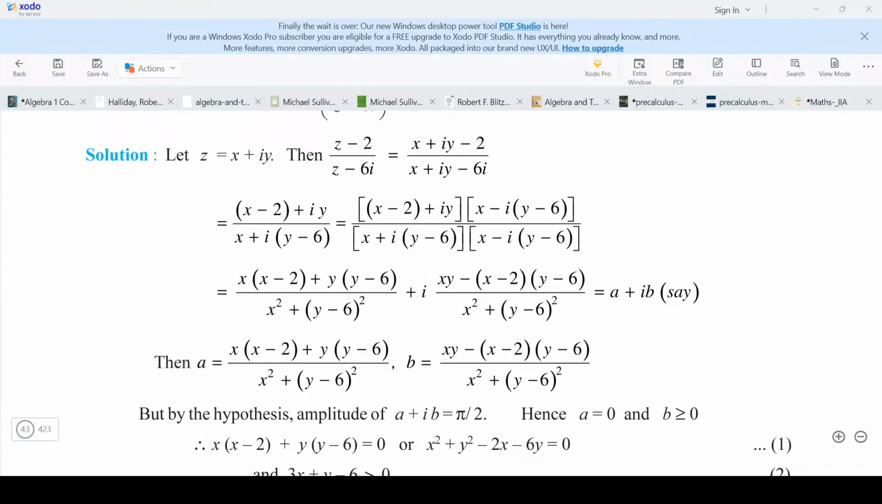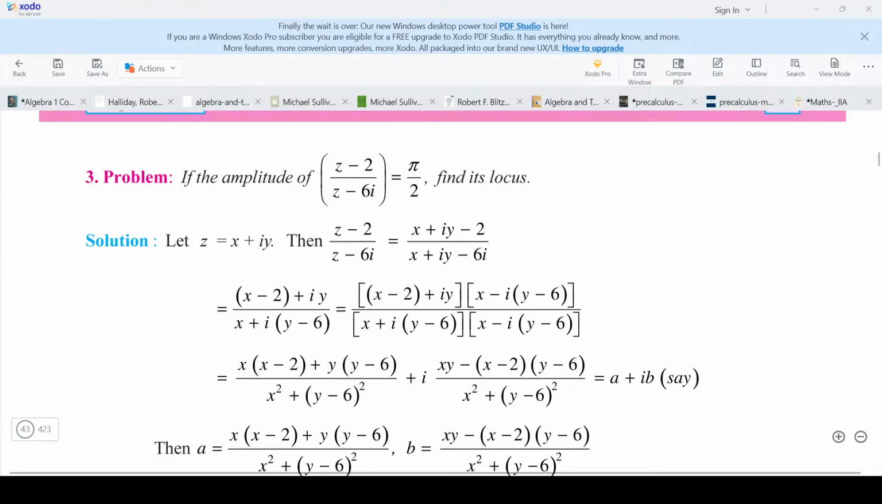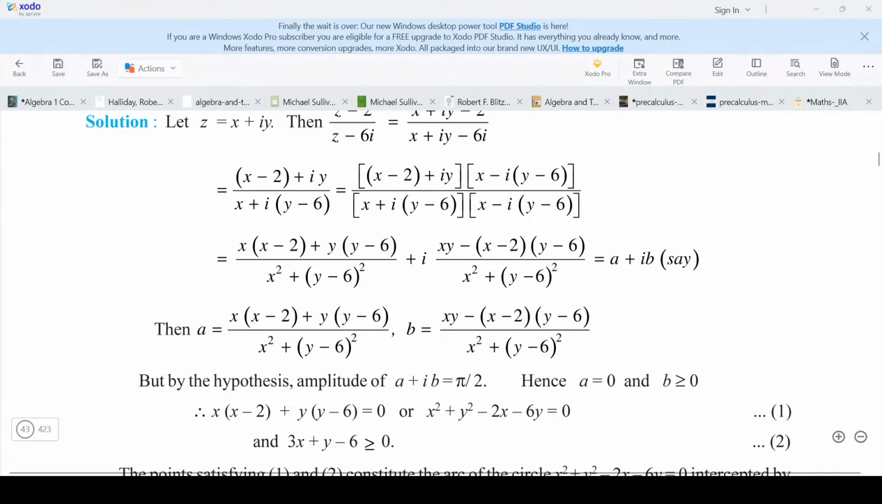Okay. So now, if the angle is pi by 2 for this complex number, what does that mean? This one should become 0, no? For this complex number, obviously the real part should become 0, no? If the angle has to be pi by 2, then this one should become 0. Can you explain that pi by 2 part again, sir?